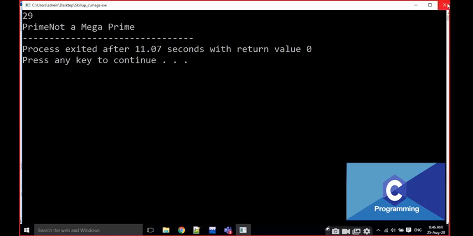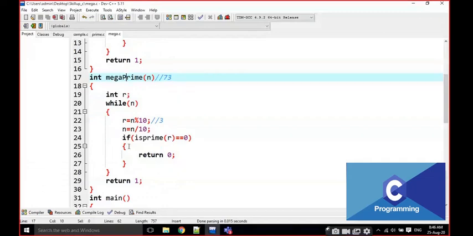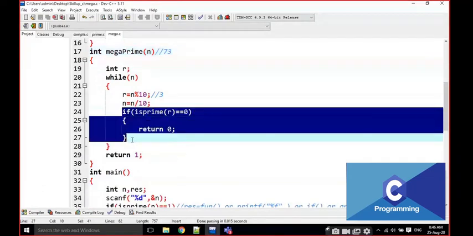Okay. Do you observe what I am doing here? Do you understand what I am writing? This is a simple condition that I am writing here. I am going to check r, that means each individual digit. Is it not a prime? I am going to check if the digit is not a prime. If it is not a prime, I am going to return 0 here.